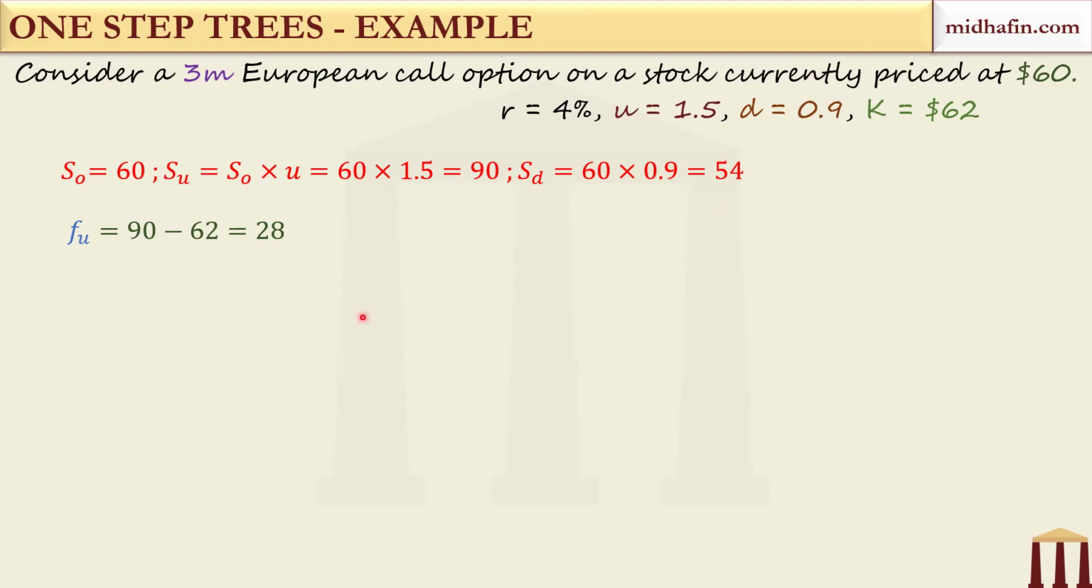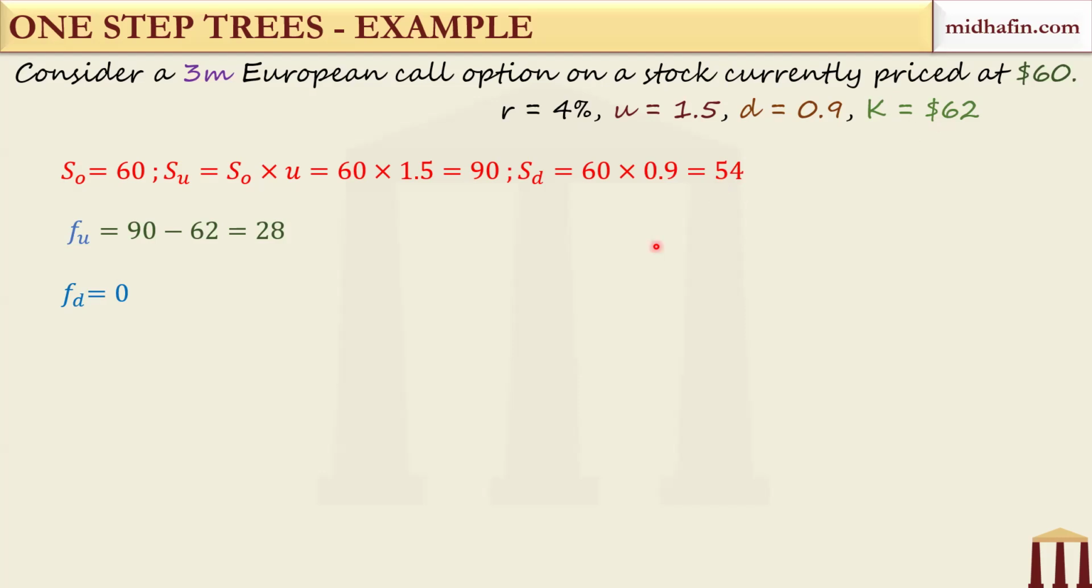No, zero, because the option will not be exercised. It will become out of the money. Price is 54, strike price is 60, right? Sorry, 62. I'm really sorry. So strike price is 62 and final price is 54. So the option becomes out of the money. Fd becomes equal to zero.